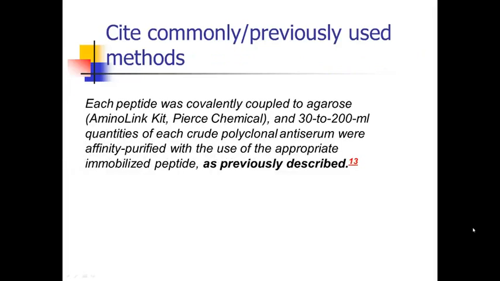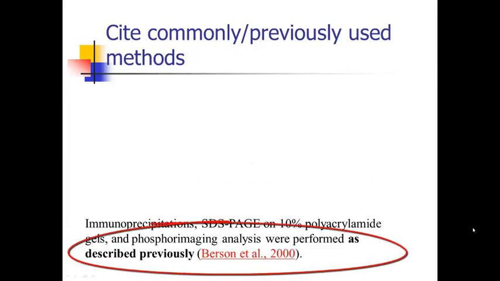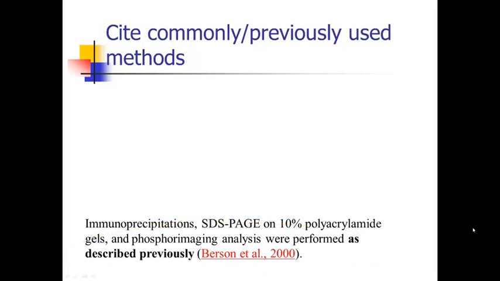Another way to make life easy for your readers is, for commonly used methods or things that you've already reported about, rather than going into all the details, you could refer the reader to those references, especially if it's not really critical and you don't need to walk the reader through it. So here's an "as previously described," and they give a reference. Rather than having to go through details of things that a lot of people in your discipline are going to know, you can just refer them to a reference to save space.